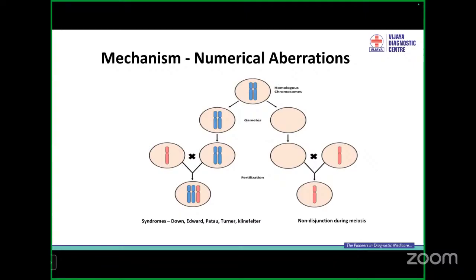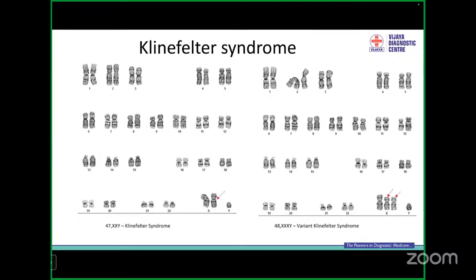Euploid means they are diploid, two sets are completely present. Aneuploid is gain or loss. Now, coming to the first type, Klinefelter syndrome, it is caused because of an additional X chromosome in males. 47,XXY is what a classic Klinefelter syndrome karyotype looks like. So there's an additional X chromosome.